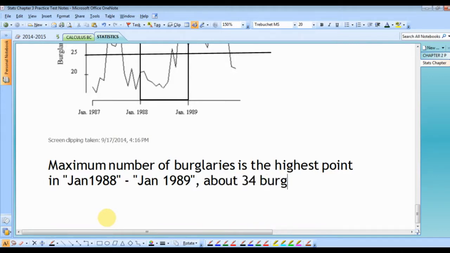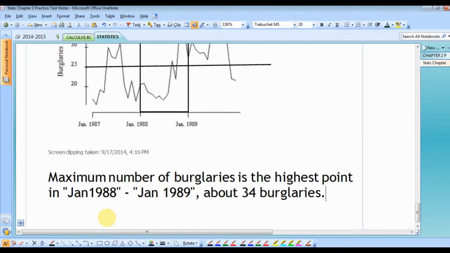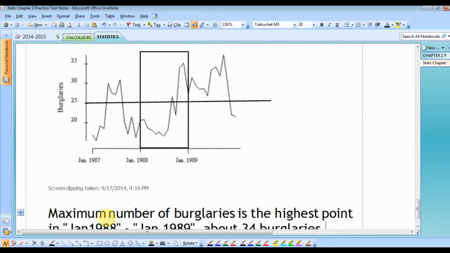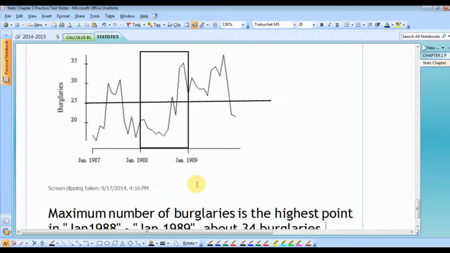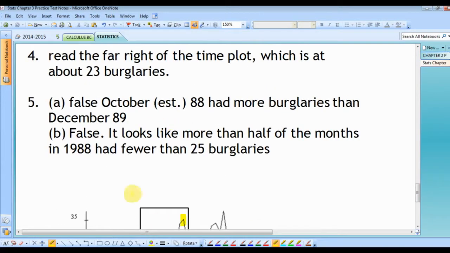One question: for number 5, the answer was C. Oh, which one was true? We didn't get to that yet. You're right, I'm sorry. 34 burglaries. Let's highlight that right here, and we'll go back. I forgot that we had more to do here. Okay, let's finish this up. Letter C.